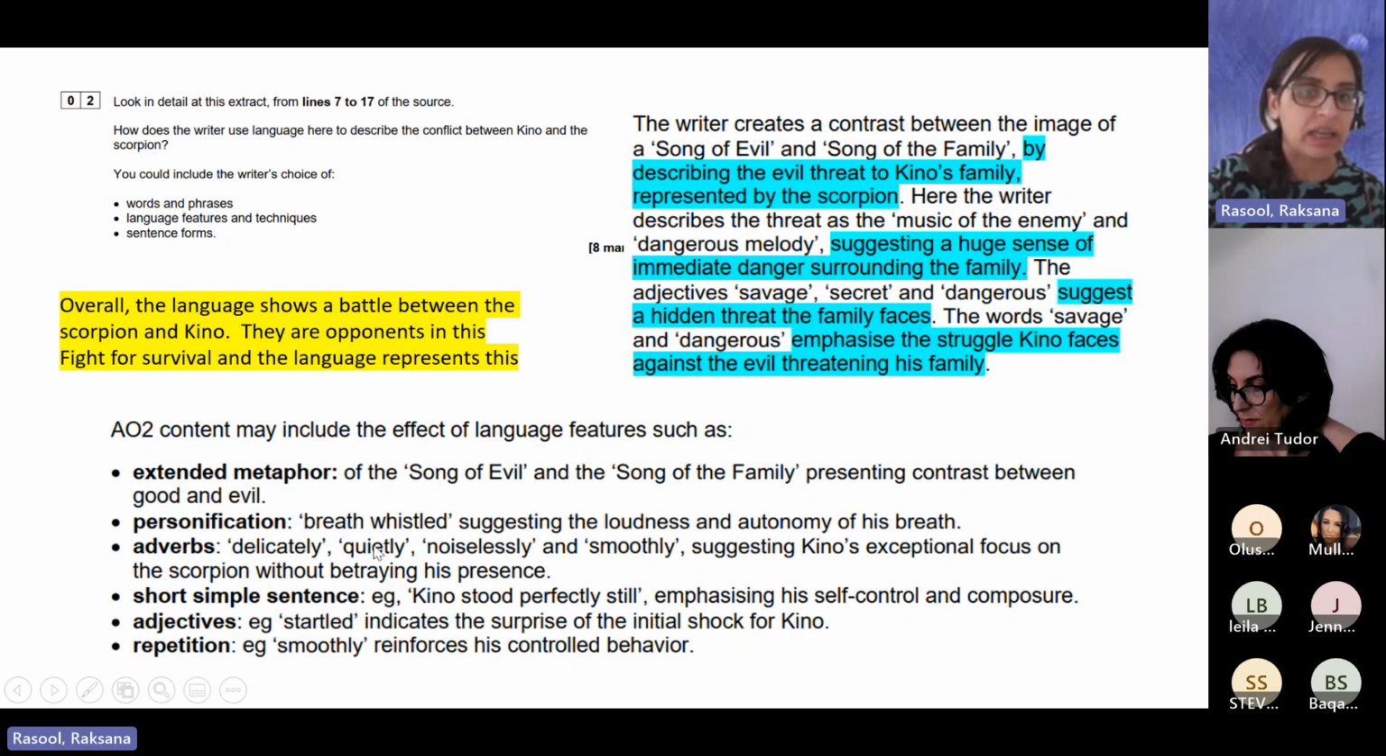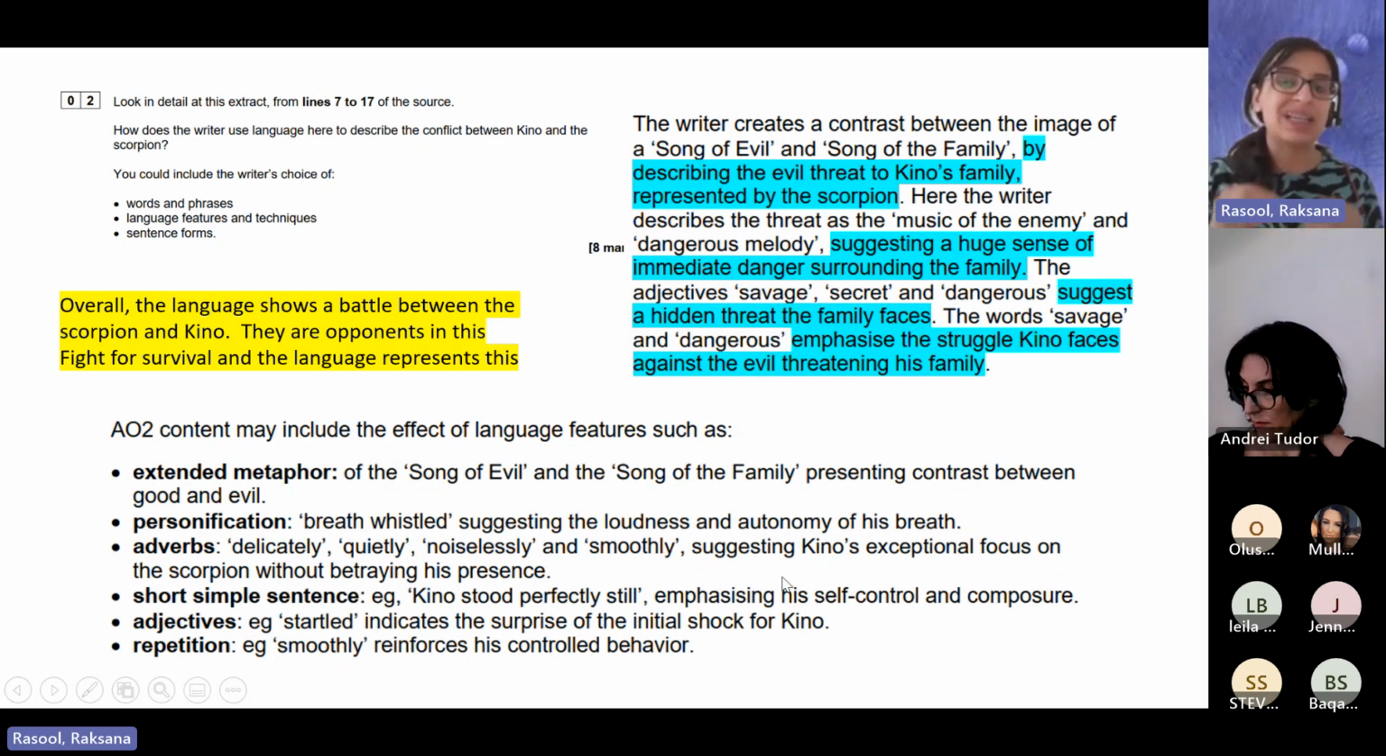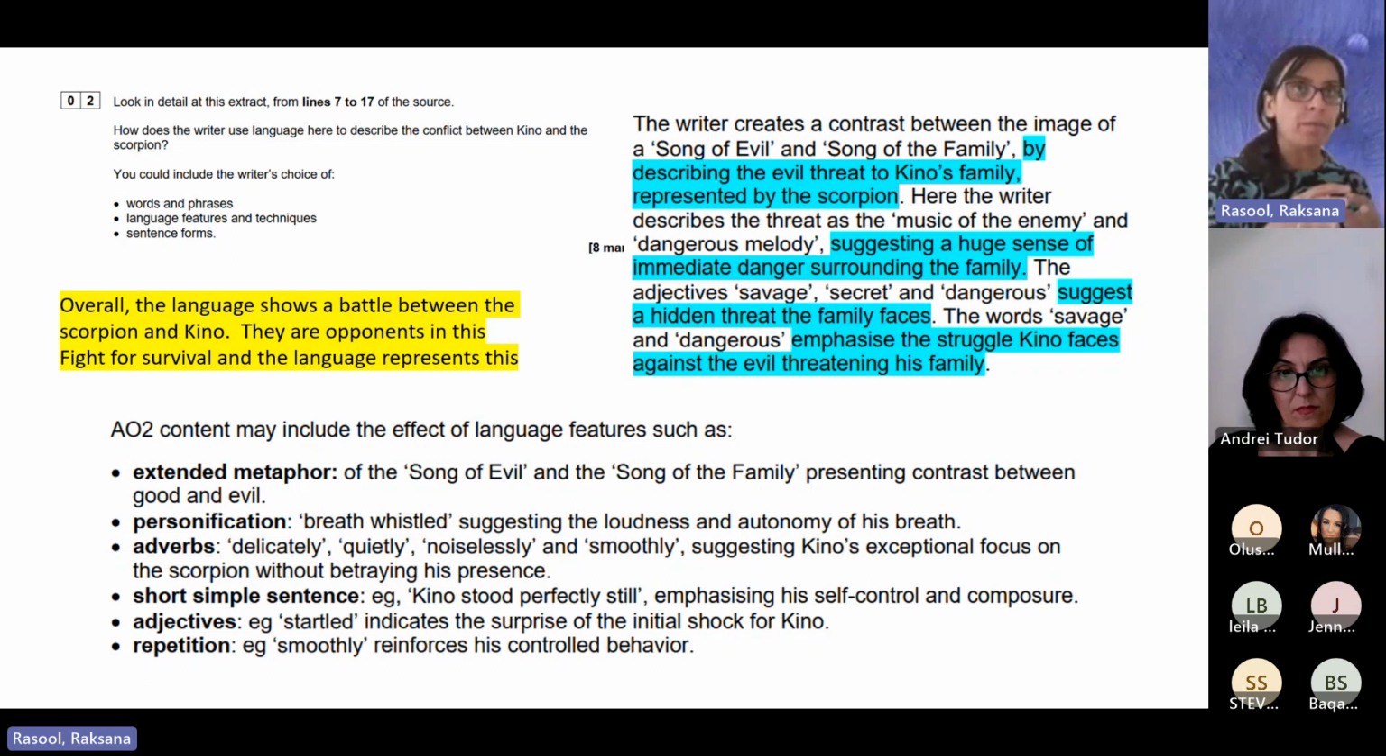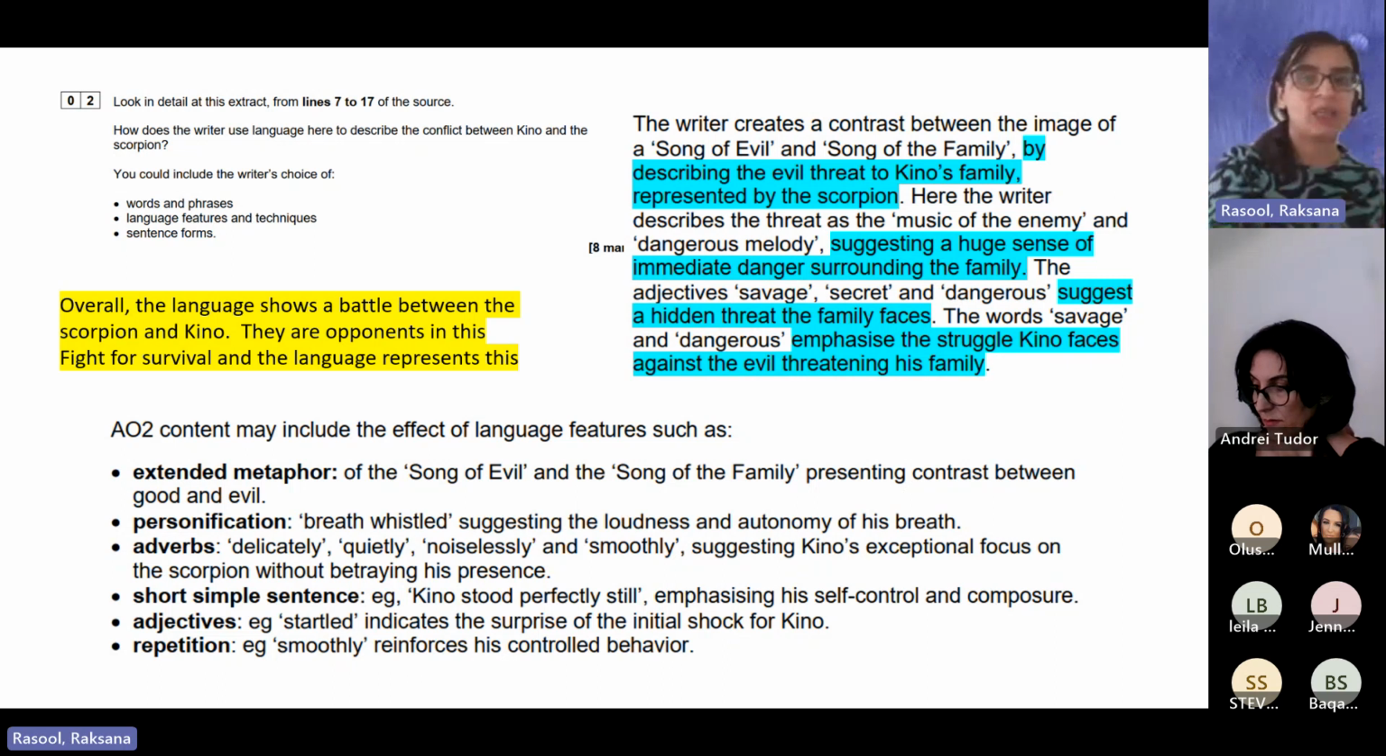Delicately, quietly, noiselessly, smoothly. There were 4 adverbs in this, and all of these adverbs suggest that Kino is exceptionally focused on the scorpion. He's exceptionally focused on not betraying his presence to the scorpion, wanting to get to that scorpion in stealth mode. And that suggests the conflict between the two.